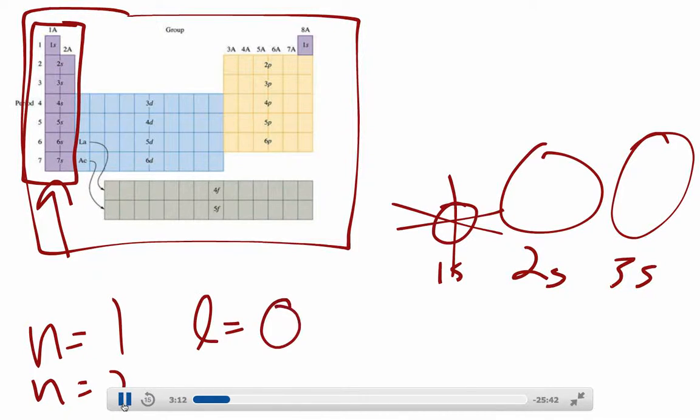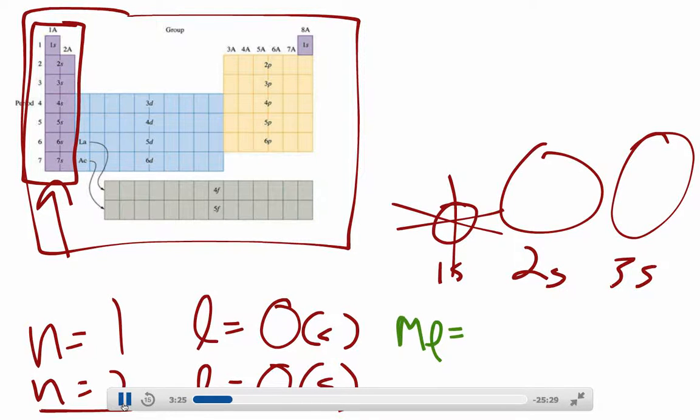L then is 0. That is the definition of our S shape. So if we're at n equals 2, well, we still start at L equals 0. Again, our S shape. Remember, there's only one orientation of that S shape. That is our orientation. It can be plus or minus L, so it's only 0. So that makes sense. There's only one orientation of a sphere. And then again, our MS is plus or minus 1/2. So we can fit 2 electrons into each of those.